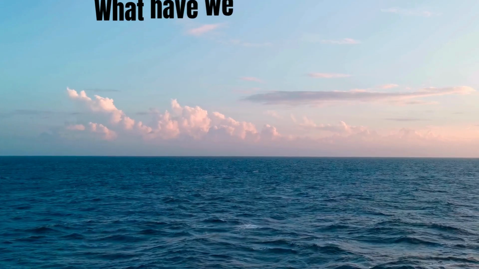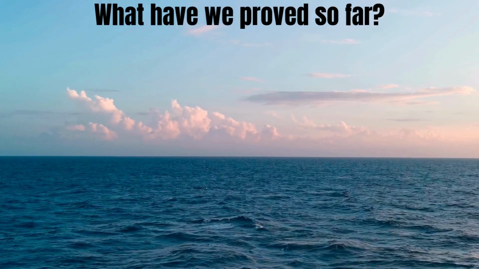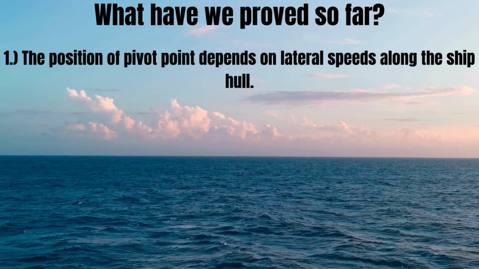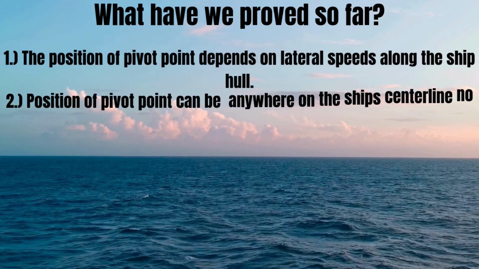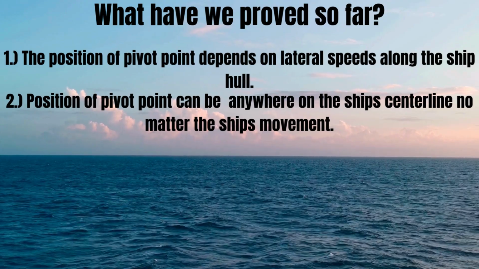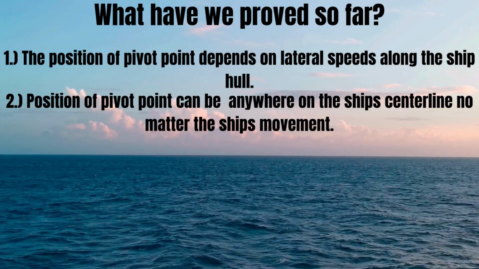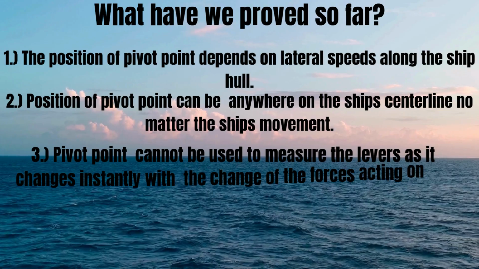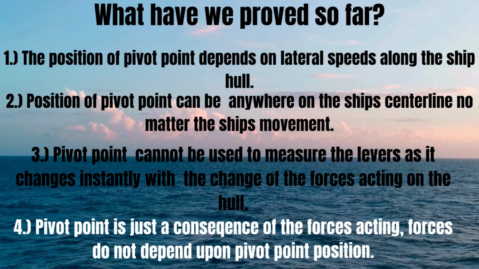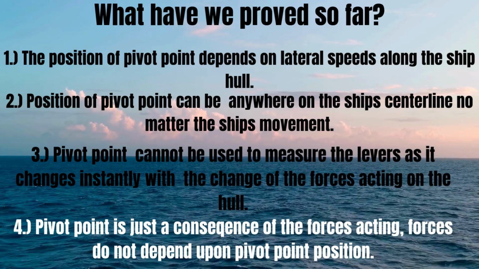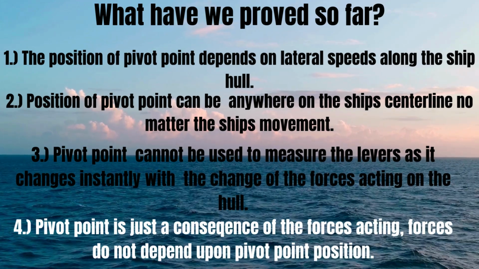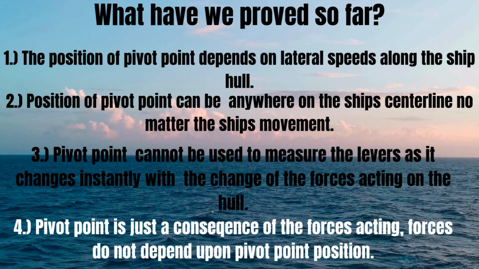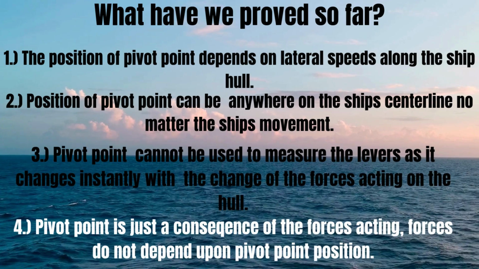What have we proved so far? 1. The position of pivot point depends on lateral speeds along the ship hull. 2. Position of pivot point can be anywhere on the ship's centerline no matter the ship's movement. 3. Pivot point cannot be used to measure the levers as it changes instantly with the change of the forces acting on the hull. 4. Pivot point is just a consequence of the forces acting. Forces do not depend upon pivot point position.